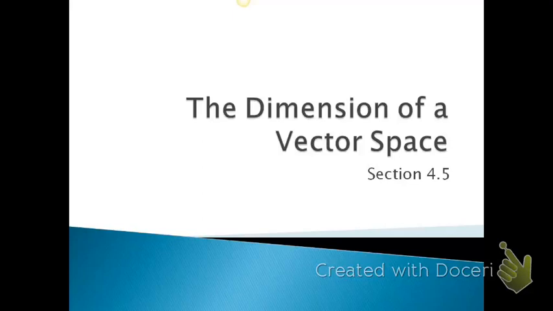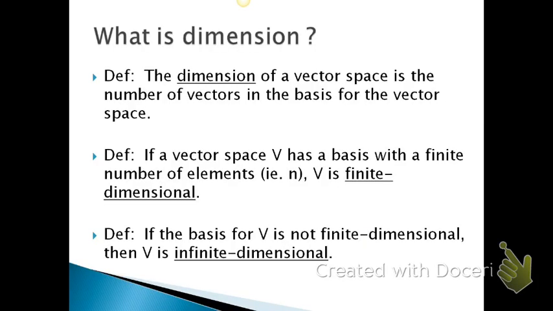Section 4.5 deals with the dimension of a vector space. The dimension is simply the number of vectors in a basis for a vector space. A vector space can either be finite dimensional, meaning that it has a finite number of vectors in its basis, or it can be infinite dimensional. And we'll look in a moment at some different dimensions of different vector spaces to see what finite and infinite mean.